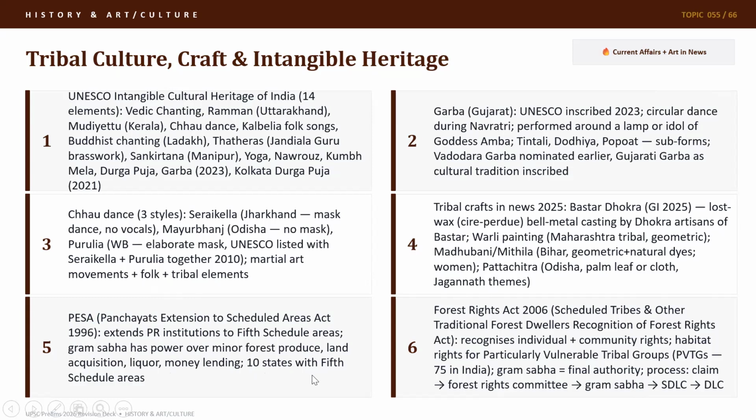So there are 10 states which have fifth scheduled areas, and for the governance of fifth scheduled areas, the PESA Act was introduced in 1996, which gives most of the power to Panchayati Raj institutions, and Gram Sabha has most power here. The Forest Rights Act of 2006 becomes very important for scheduled tribes and other traditional forest dwellers. Recognition of forest rights, then recognition of individual plus community rights, and habitat rights, particularly for PVTGs.